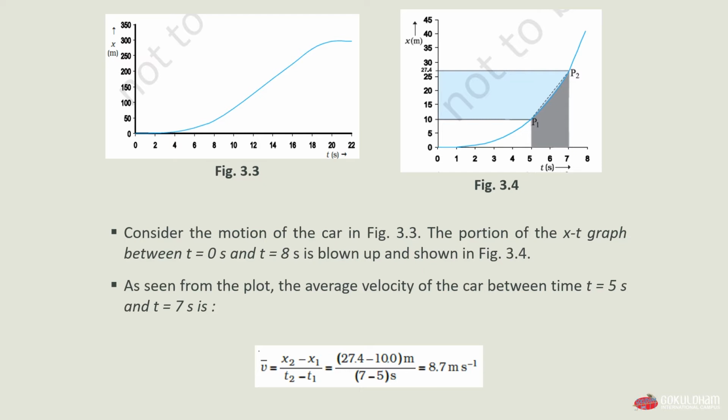According to the calculation, the value of our t1 is equal to 5 and the value of t2 is equal to 7. And from figure 3.4 we can get the value of our x2 as 27.4 and x1 as 10. By putting these values in our equation and solving it, we will get the answer 8.7 meter per second.